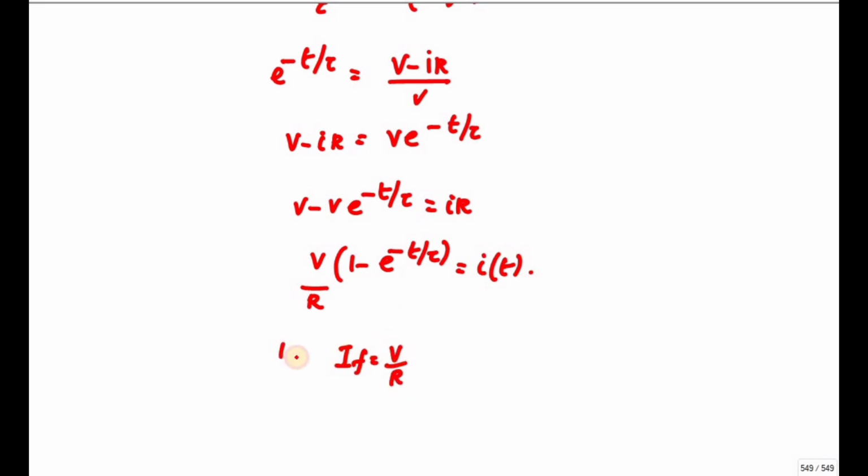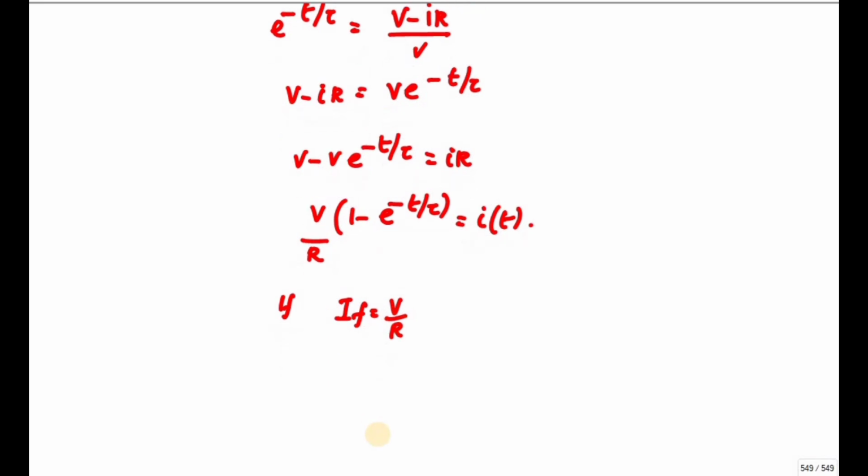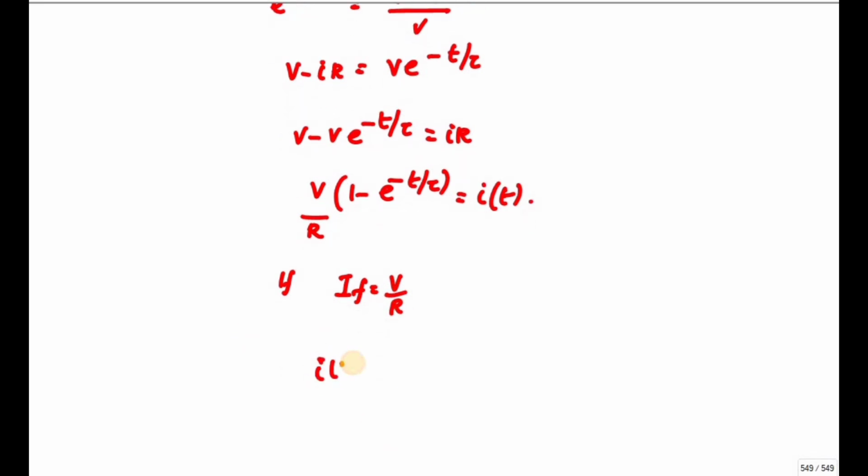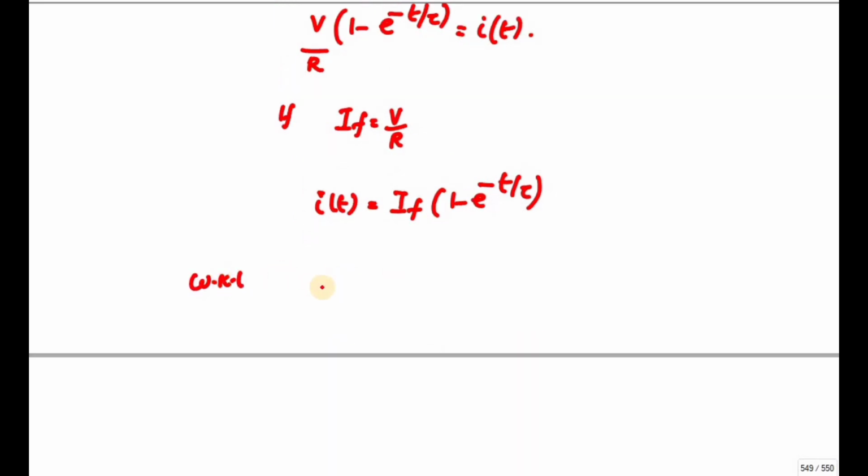So this is your I of t. Since I is changing with respect to time, I'm going to take IF is equal to V divided by R. So I of t is equal to IF into (1 minus e power minus t divided by tau). That was the derivation. We know that VL is equal to L di by dt, that is di of t divided by dt. Before differentiating, I of t is equal to V by R minus V by R into e power minus t divided by tau.